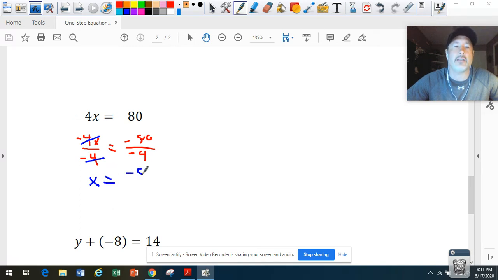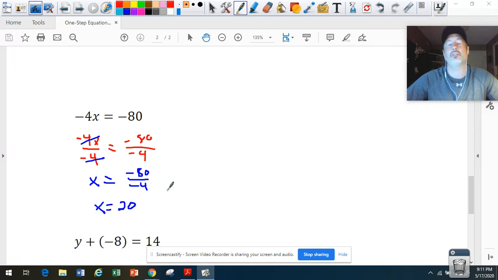X equals negative 80 over negative 4. What is negative 80 divided by negative 4? Well, you know that these negatives are going to cancel out and become a positive. Two negatives divided together equal a positive. So x equals 20. We're going to get a positive 20 here.